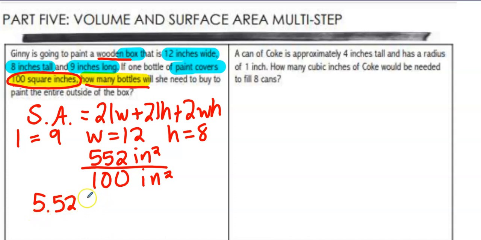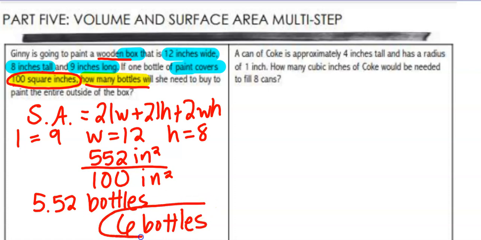So let's think about it. If I need 5.52 bottles, I'm not going to buy 0.52 of a bottle. I'm either going to buy 5 bottles or 6 bottles. And in this case, we're going to need 6 so that we'll have enough. We'll just have a little left over, maybe if we spill a little bit. And that was 2 different steps. You found the surface area, and then you had to figure out how many bottles it would take to cover the box.